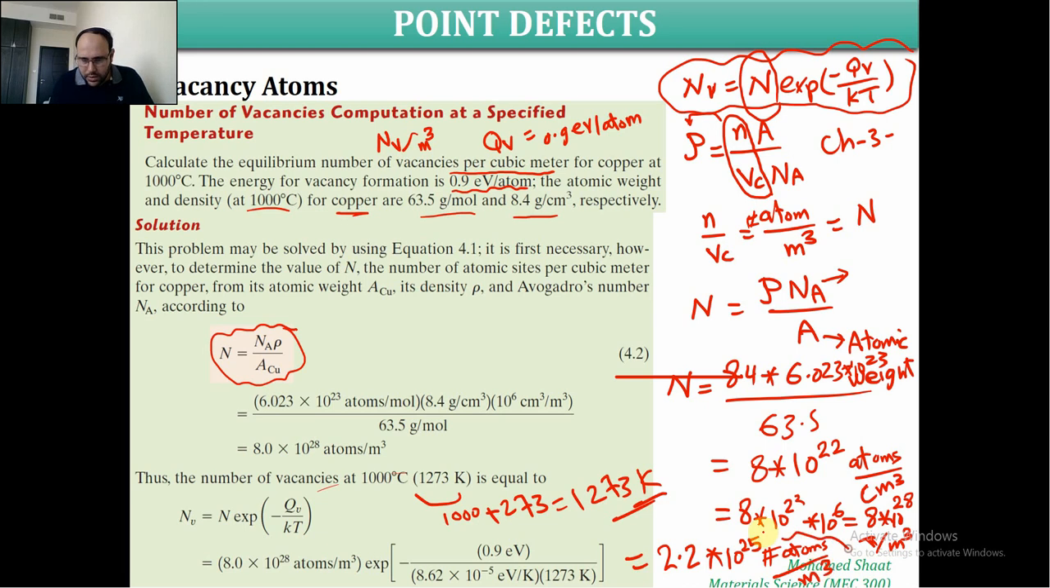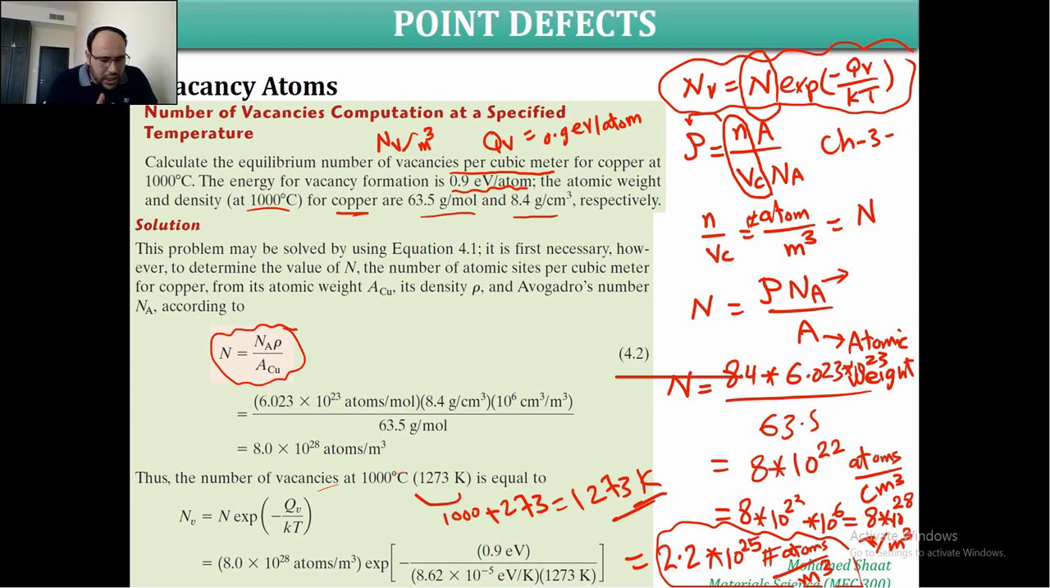It means that if you have 1 meter cube of material, there should be 8 times 10 to the power 28 atoms there. But if we heated this material to 1000 degrees Celsius, or 1273 Kelvin, some vacant atoms will be created. The number of these vacant atoms will be 2.2 times 10 to the power 25; that many atoms will be missing as vacancies.